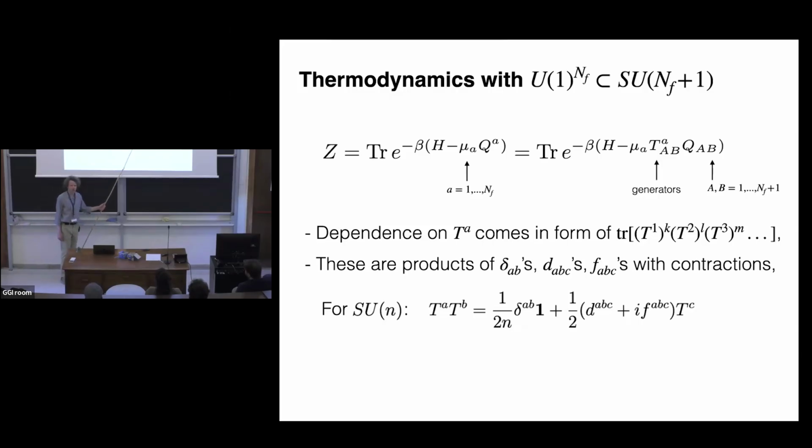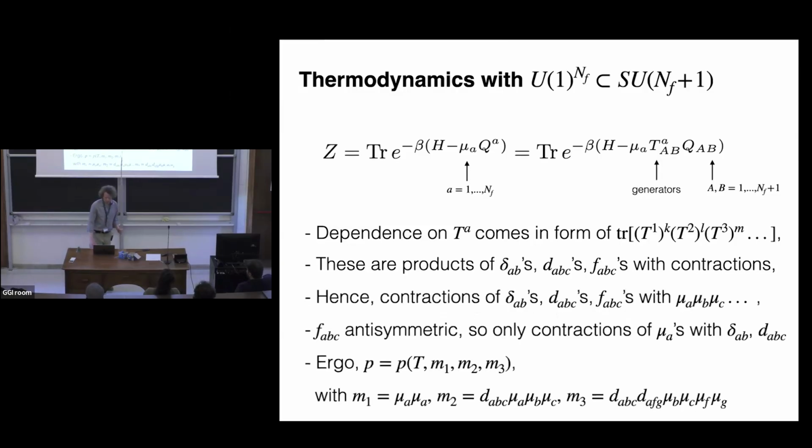So f^{ABC} are the structure constants of the group, right? When you compute the commutator of two generators, the right-hand side is f^{ABC} times the generator. d^{ABC} is the so-called anomaly coefficient. It is the symmetric trace, the trace of the generator times the anticommutator of two generators. And so for the group SU(N), the product of two generators can be written like this in terms of Kronecker delta, d^{ABC} and f^{ABC}, and you can write the traces of three and more generators using this formula and the normalization condition for the generators.